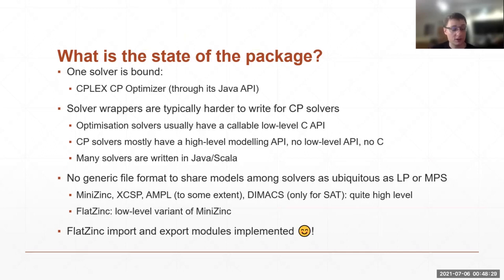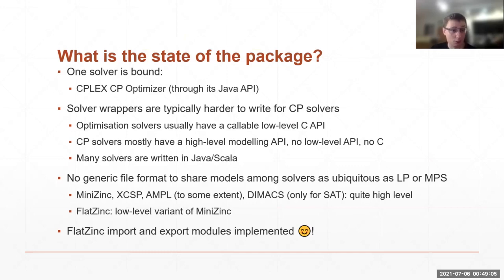Also, another difference in CP solvers with respect to MIP solvers is about the file formats that you can use to share models between solvers. For linear models, what you can use is an LP or an MPS file, and that's something that you can use with almost all solvers. That's not true for CP solvers. There are quite a few languages that you can use to describe your models, and you can move from one environment to the other, but there's no format that's as ubiquitous as LP or MPS.